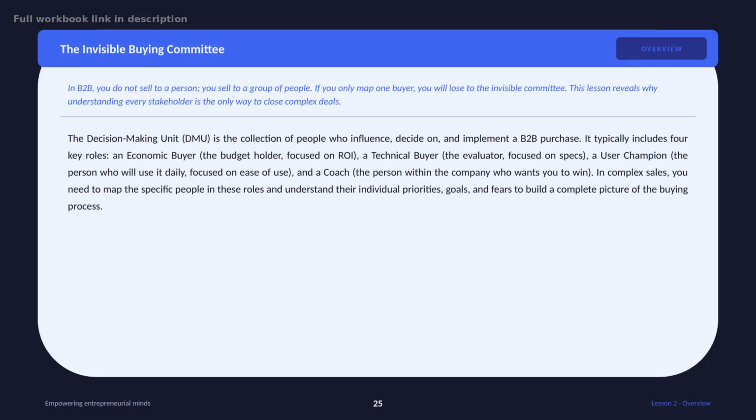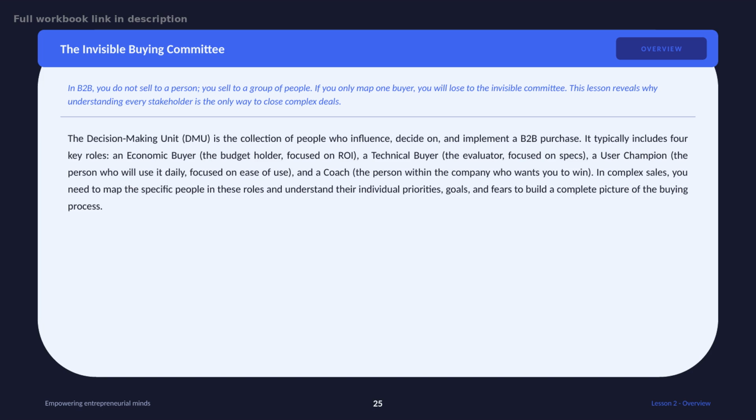The decision-making unit is the full group of people who influence, decide on, and implement a B2B purchase, and it typically breaks into 4 roles. The economic buyer holds the budget and cares about ROI. The technical buyer evaluates the specs. The user champion will actually use the thing daily and cares about ease of use. And the coach is the person inside the company quietly rooting for you to win.